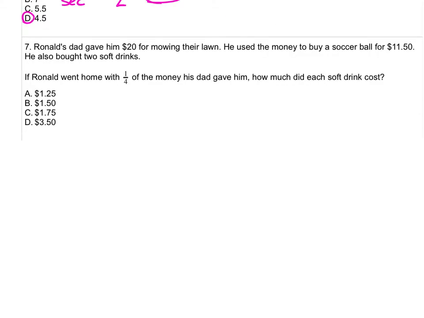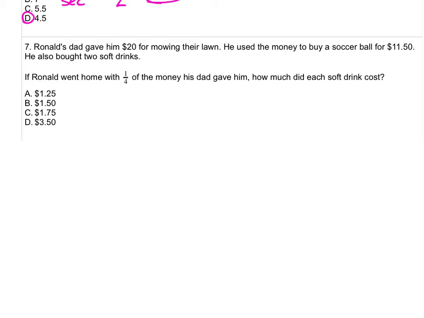Okay, number 7. Ronald's dad gave him $20 for mowing the lawn. He used the money to buy a soccer ball for $11.50, and he also bought 2 soft drinks. If Ronald went home with a fourth of the money his dad gave him, how much did each soft drink cost? This would be a multi-step problem, and these multi-step problems can be worked several different ways. There's lots of ways to approach this.